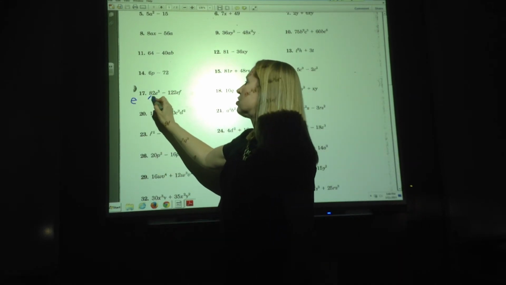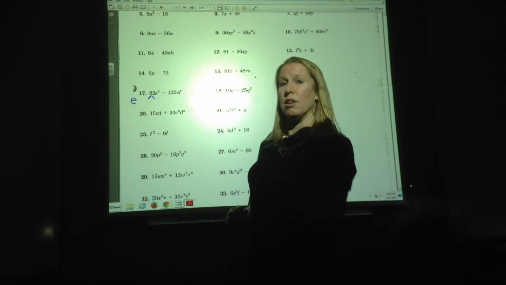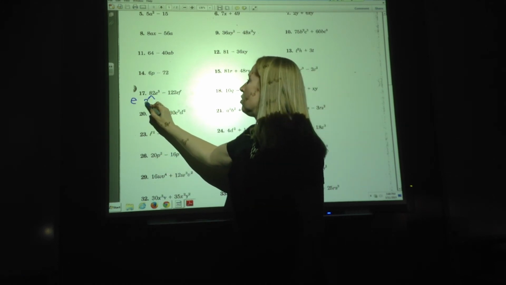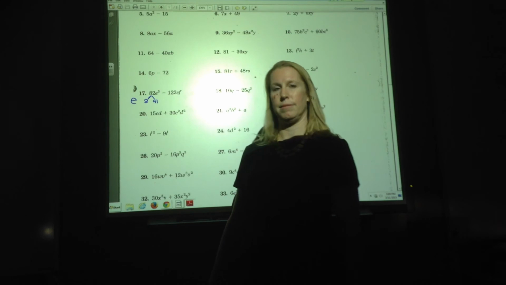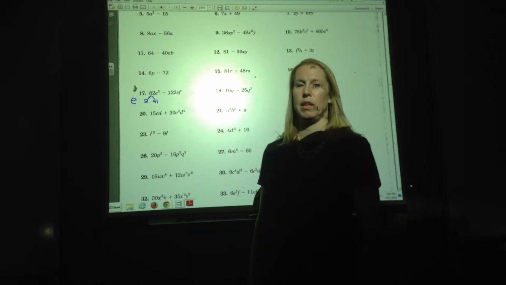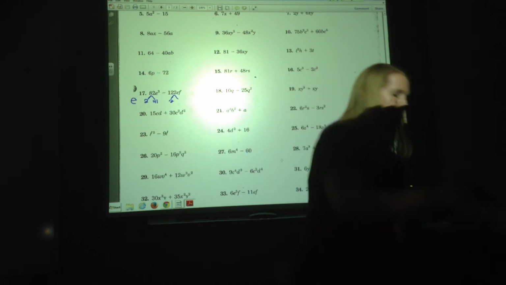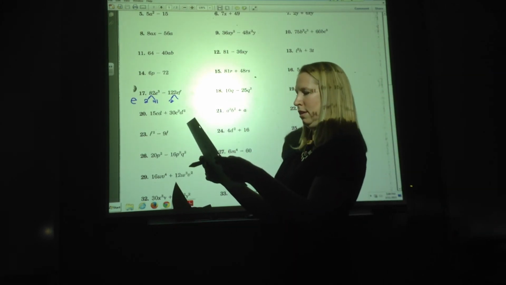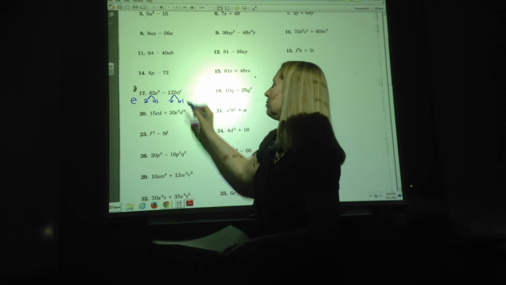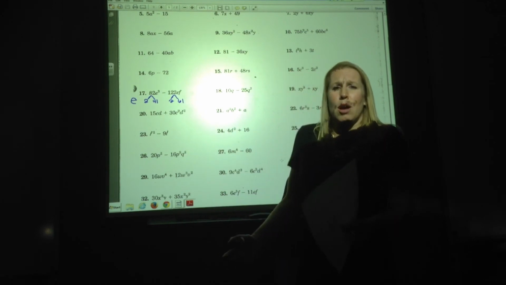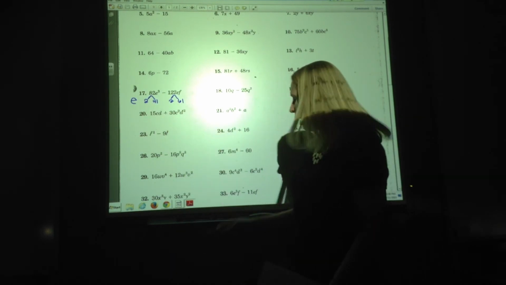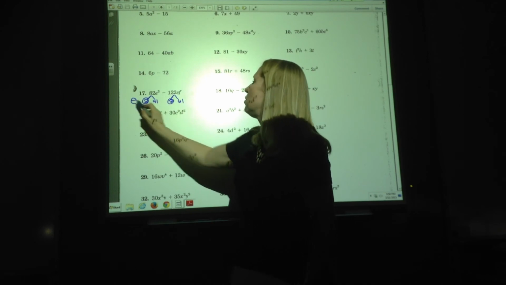So when I did a factor tree for 82, I know 2 goes into 82. 2 goes into 82 41 times. Then I did the same thing with 122. And I know 2 goes into 122 61 times. So the only thing that's common is the 2's. So I just pulled out a 2e.